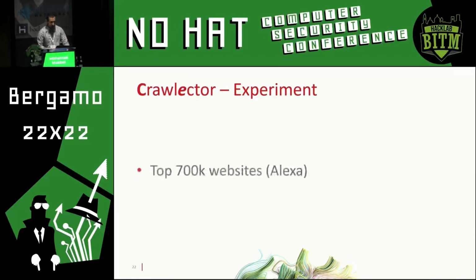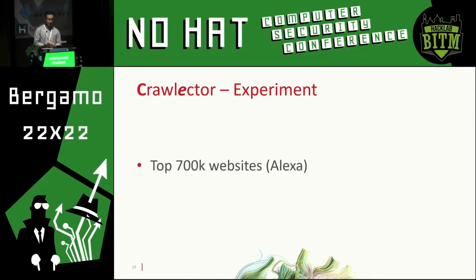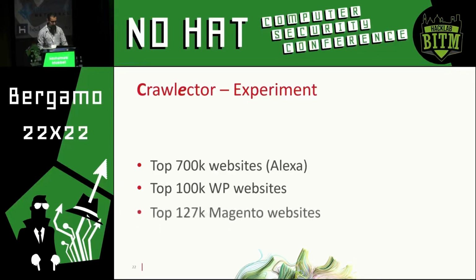So first I decided to get a list of the top 700,000 Alexa websites, supposed to be famous, known, and then an additional 100,000 WordPress websites. Why? Because it's known that WordPress sites are easy to compromise, lots of bugs, lots of vulnerabilities, right, Luca? So you will happen to find a lot of stuff on WordPress sites. And of course, the most important one is Magento CMS sites. So I decided to grab the top 127,000 websites.